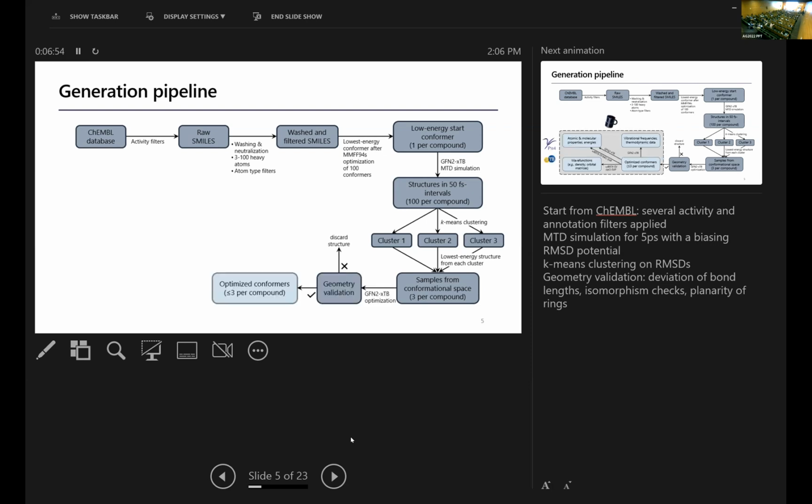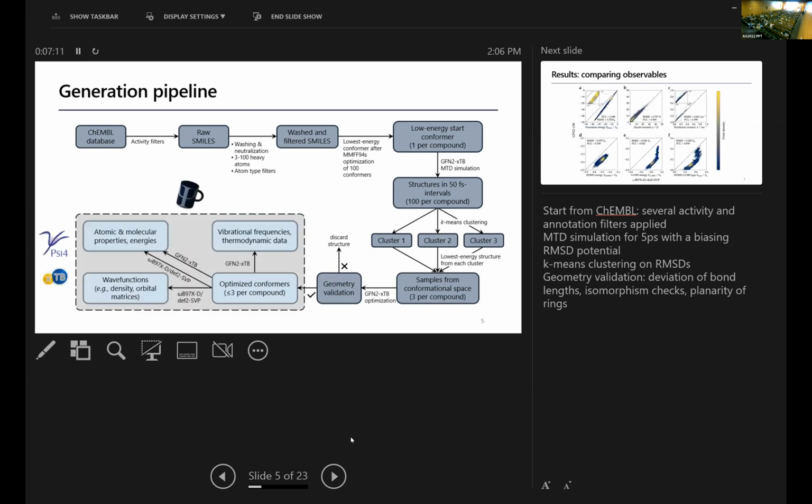Then we do some basic geometry validation checks, mostly regarding bond lengths, checks on isomorphism, planarity of rings, things like that, to discard some structures, and that gives us a maximum of 3 conformers per compound considered in the dataset. And then we run some DFT as well as semi-empirical calculations using Psi4 and the xTB software. With xTB specifically, we can compute vibrational frequencies as well as other thermodynamic data. With Psi4, we can compute wave functions in the form of density and orbital matrices. And with both of these softwares and levels of theory, we can compute atomic and molecular properties such as energies and other electronic properties.